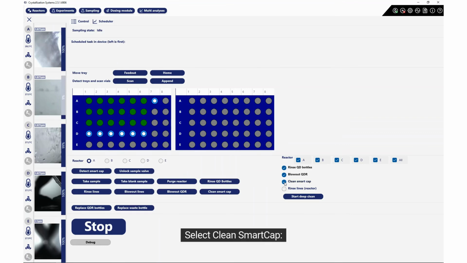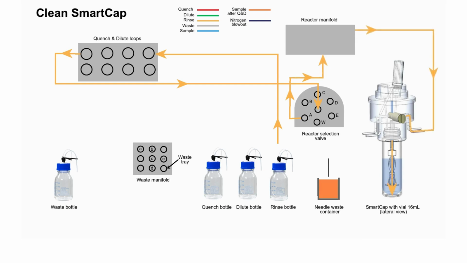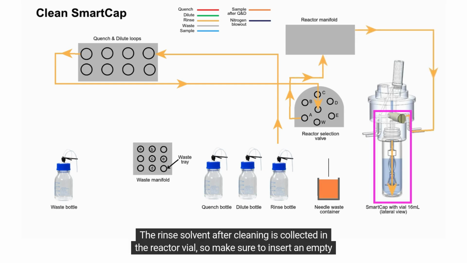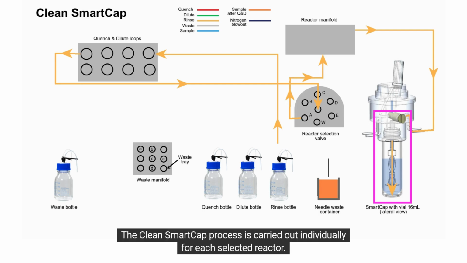Select Clean Smart Cap. This option cleans the sample pocket inside the smart cap and the sampling tube with approximately 3.5 ml of the rinse solvent. The rinse solvent after cleaning is collected in the reactor vial, so make sure to insert an empty vial in each reactor for this step. The Clean Smart Cap process is carried out individually for each selected reactor.